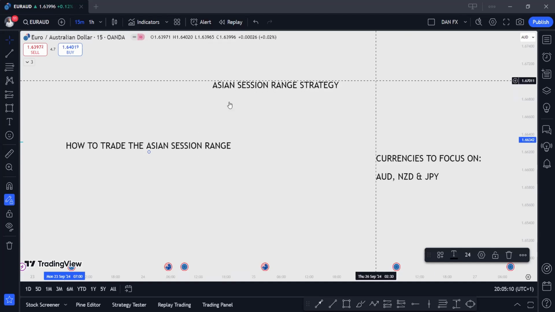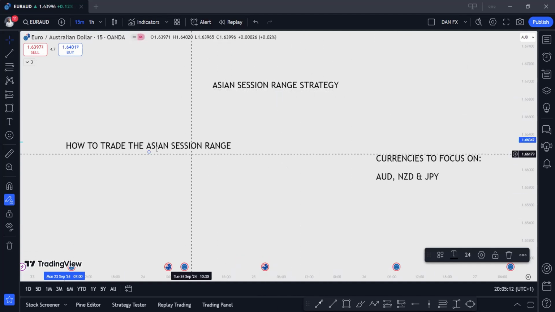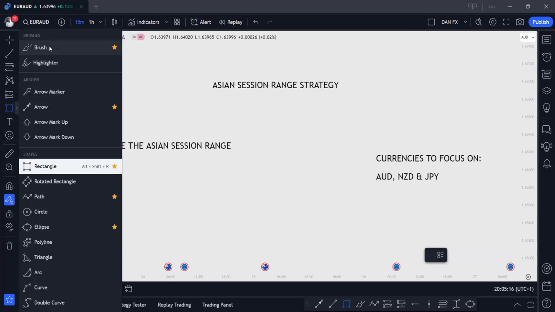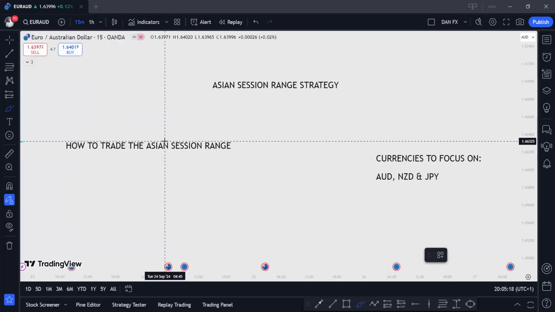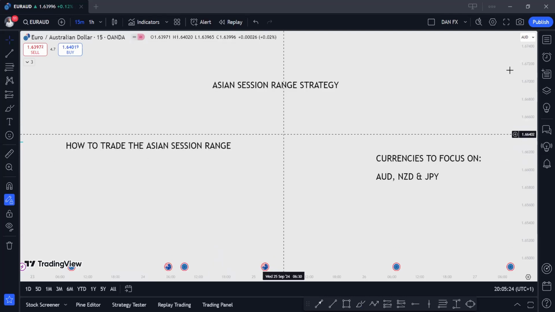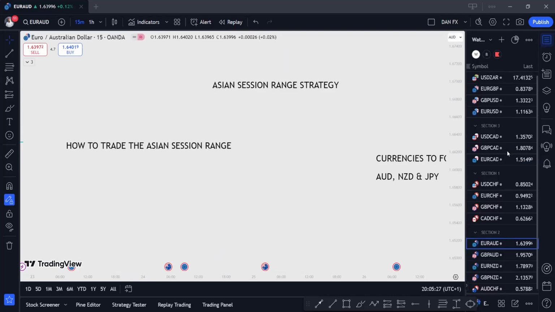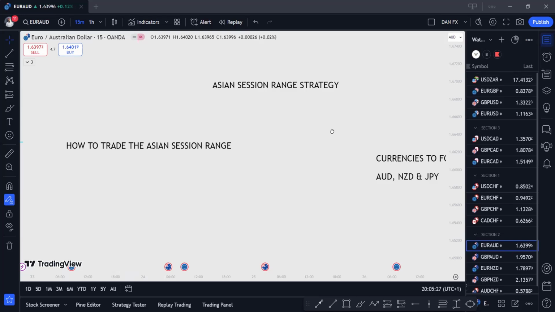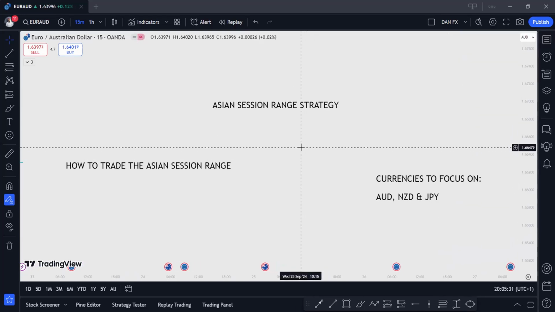All right, so Asian session range strategy, how are we going to be trading this? Now, first of all, the number one thing that you need to note when trying to trade the Asian session is you need to trade currency pairs that move during that session. Now, we have different currency pairs, right? If you look at my list here, you can see a bunch of currency pairs. So we have so many currency pairs. Now, how do you decide which currency pair to trade?